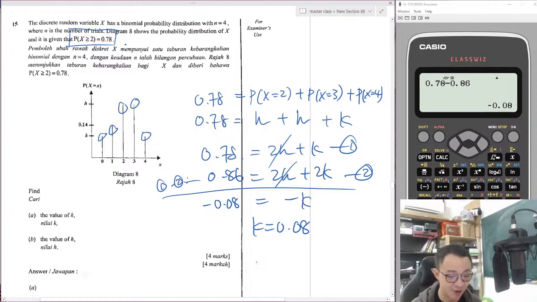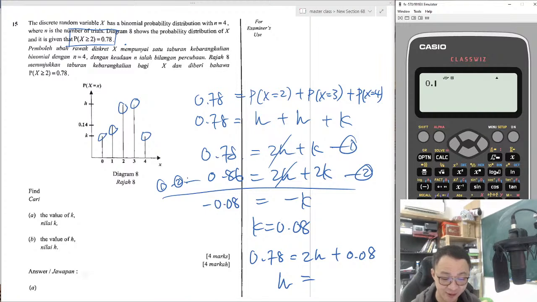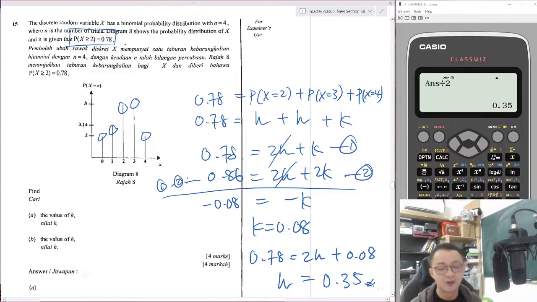And I want to find the h here. I substitute into any equation I want, maybe this one. 0.78 equals 2h plus 0.08. Solve this one using the calculator, and divide by 2. Okay, the answer is 0.35. Quite an easy question like this, but it will actually test how much you understand about this topic.